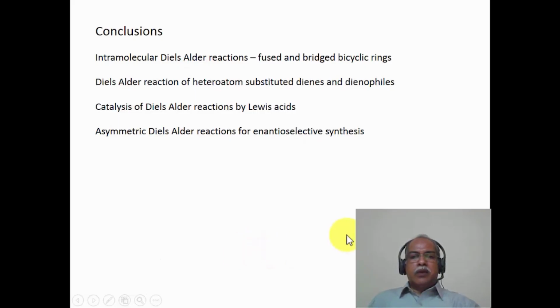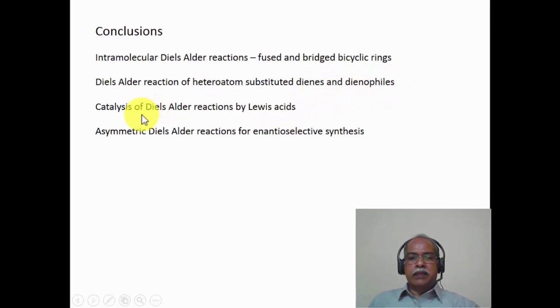So let us conclude this particular module. What we have seen in this module is the intramolecular versions of the Diels Alder reaction to produce fused and bridged bicyclic systems. If it is a one-substituted derivative, then it will be a fused bicyclic system. If it is a two-substituted diene derivative, then it will be a bridged bicyclic system. We also saw Diels Alder reactions of heteroatom substituted dienes and dienophiles. Predominantly oxygen and nitrogen heteroatoms are what is illustrated in the examples.